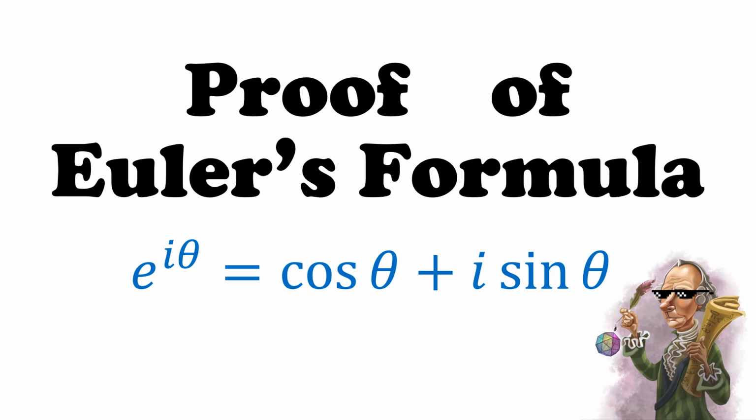Greetings, and in today's video, I'm going to walk you through not one, but two different ways to prove Euler's formula. One using the traditional Maclaurin expansion, and the second method by solving a simple differential equation. But before we begin, let me give you a quick introduction to Euler's identity.